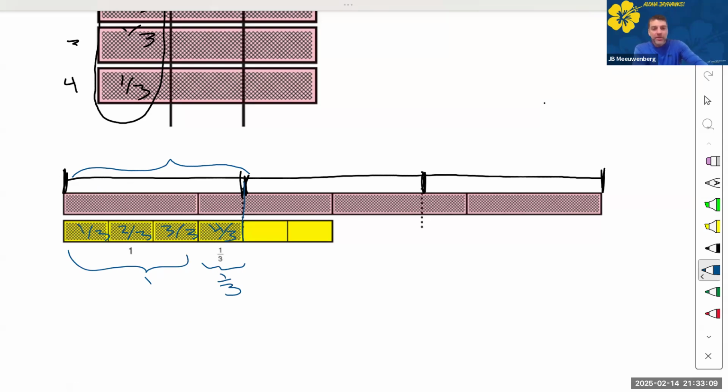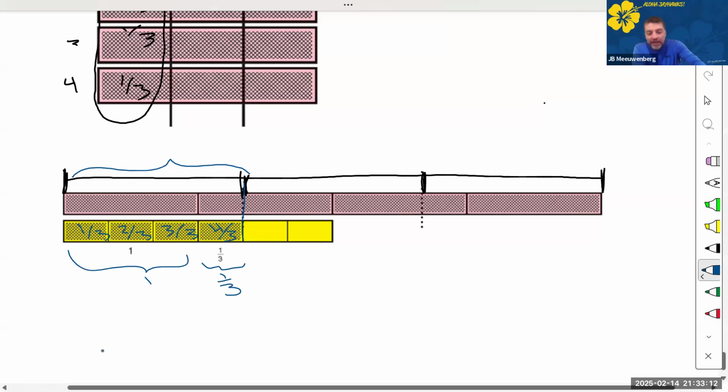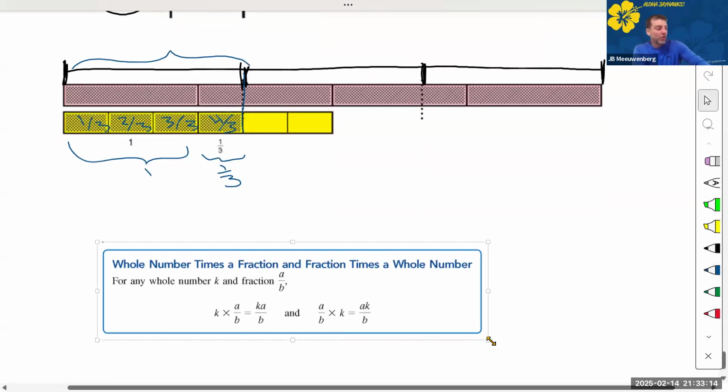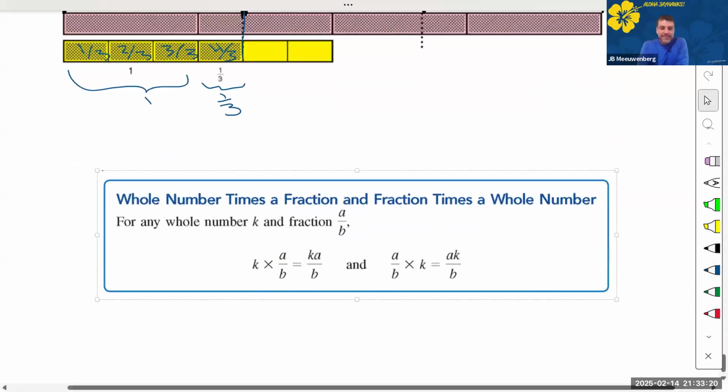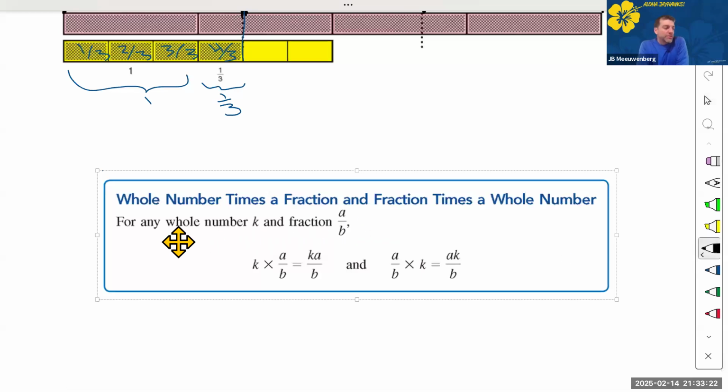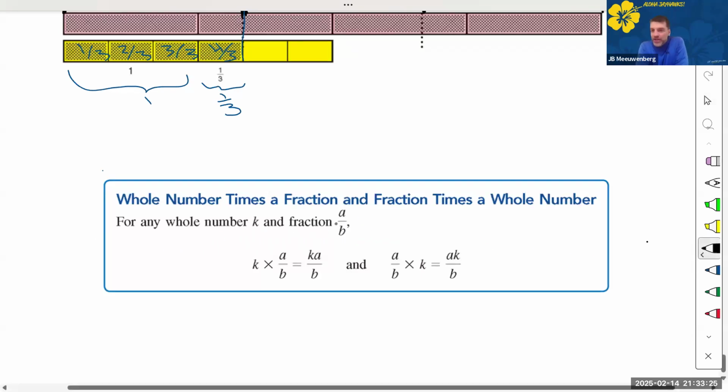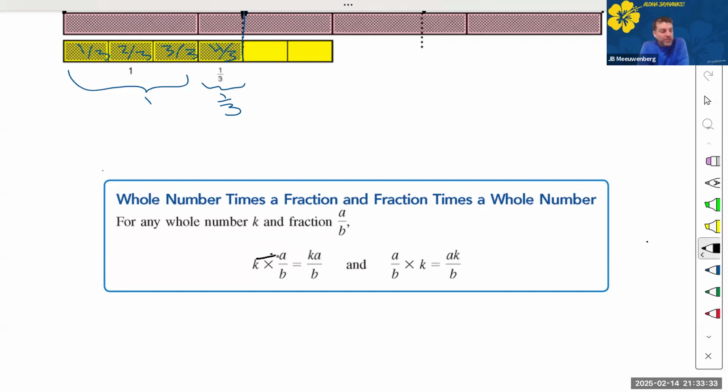And so here is a way that we can define this algebraically, like we always do. And once I go through this, I'm going to go back and look at that previous example that we just did. So this says for any whole number k and fraction a over b, k times a over b is equal to ka over b. Notice how the whole number just gets multiplied by that numerator. Same thing if it's written the other way. A over b times k is equal to ak over b. These get multiplied, but the b just comes along.